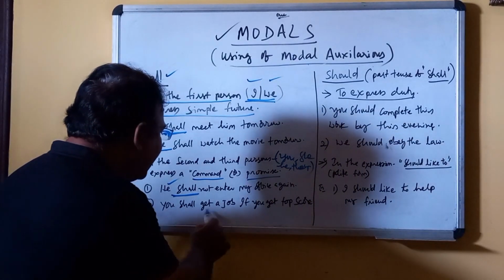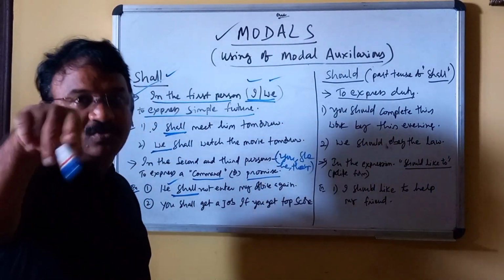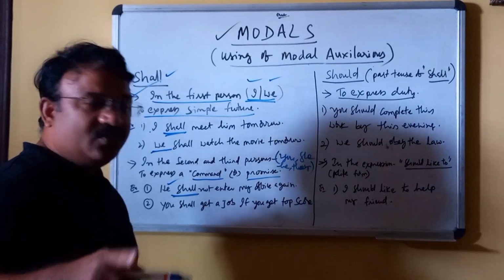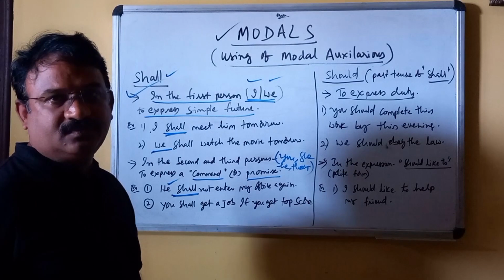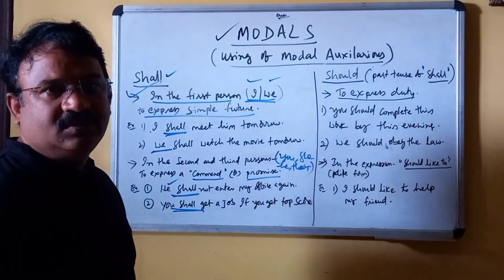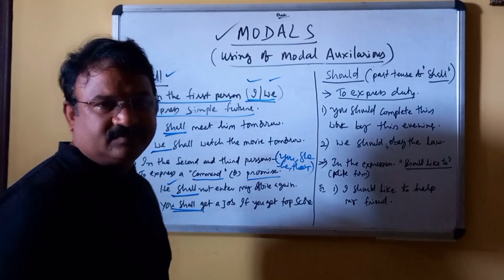You shall get a job if you get top score. This is a promise. In this case also, you have to use the modal auxiliary shall.